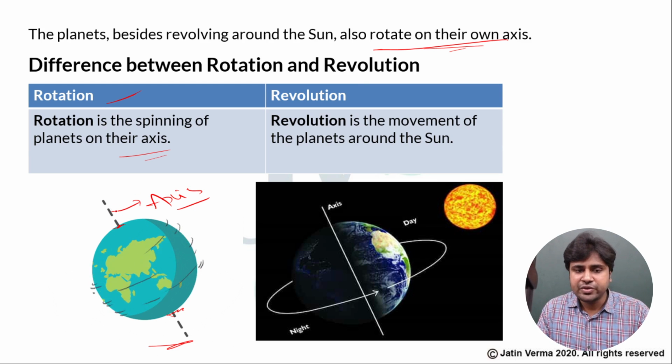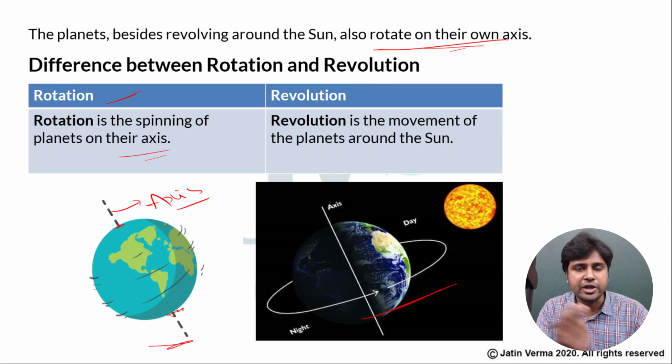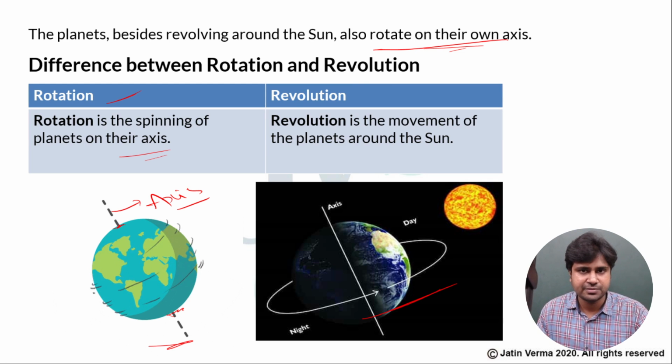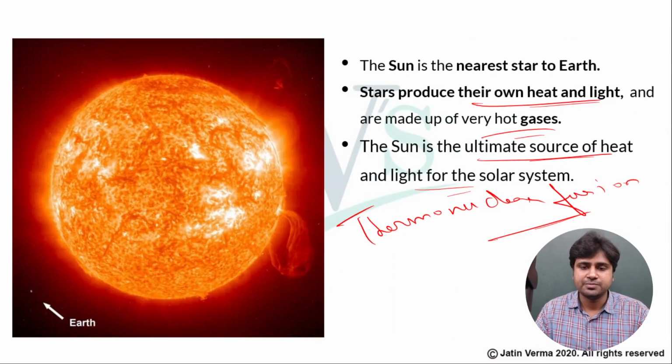Now, the axis of the earth is inclined, and the earth rotates from west to east. This is the direction of rotation or the direction of spinning of the earth. Clear? Now, what is revolution?